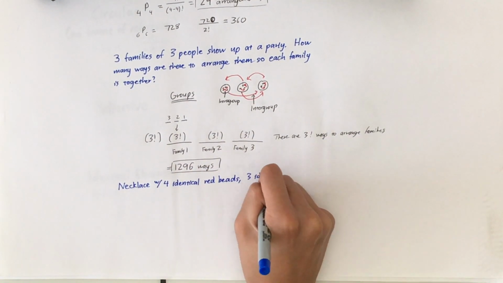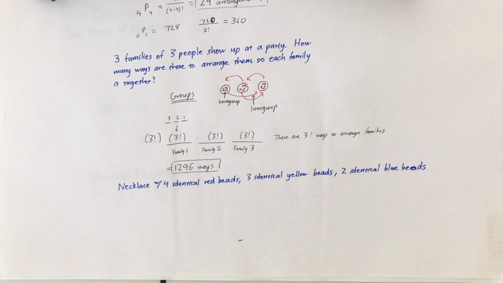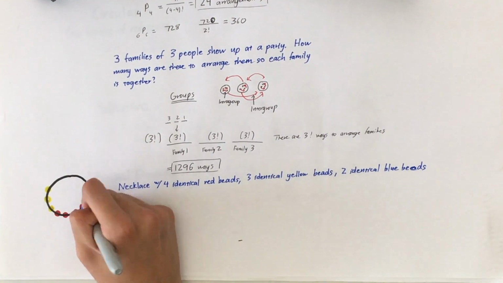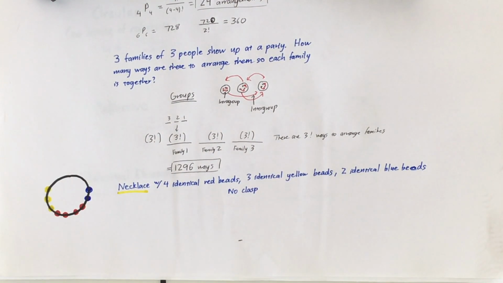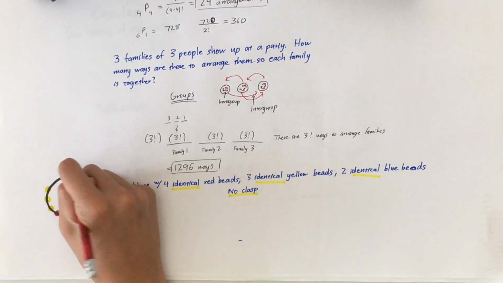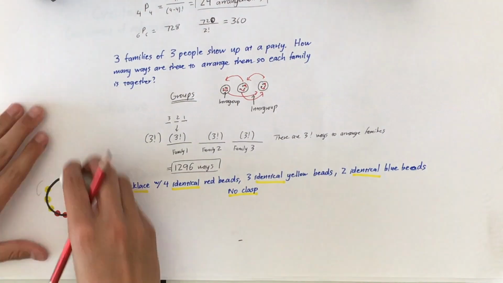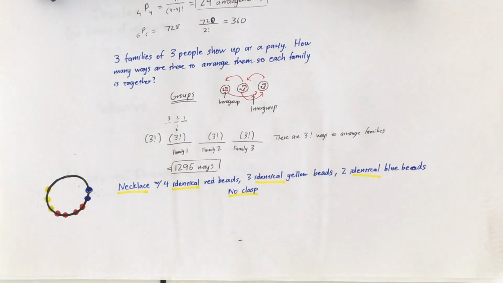Okay, so a necklace has 4 identical red beads, 3 identical yellow beads, 2 identical blue beads, and it doesn't have a clasp. And we want to find out how many distinguishable ways we can arrange the beads. Now it's a necklace, so it's going to be circular, and it also has no clasp, which means it has no frame of reference. It also has identical elements, and being a necklace, it's going to be able to reflect as well. So it has a bit of everything.